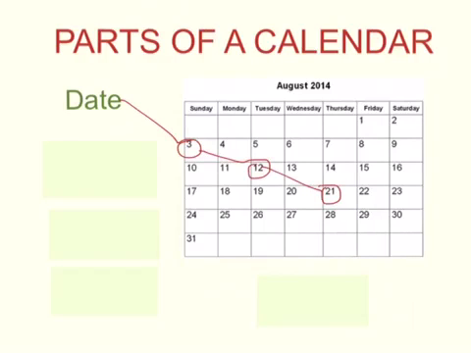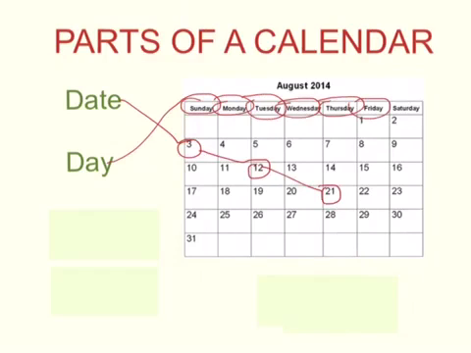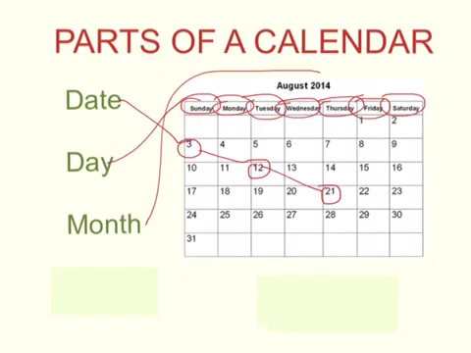Okay, let's take a look at another part of the calendar, is the day. Okay, and that's this part here. Up the top here, Sunday, Monday, Tuesday, Wednesday, Thursday, Friday, Saturday. Okay, another part you'll see on a calendar is the name of the month. Right, and you'll see that's all the way up the top there, August. And one last part you may see on a calendar is what year it is. And that is that part there, 2014. So on a calendar we have date, we have the days, we have the month, and we have the year.